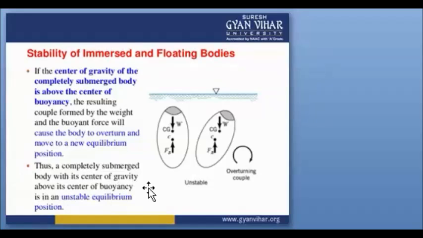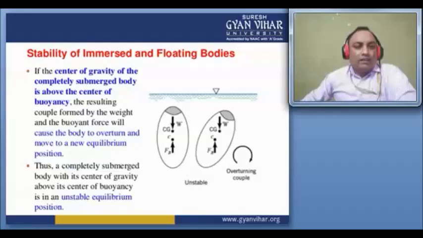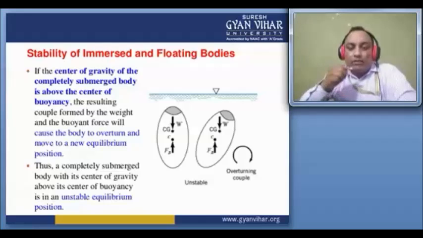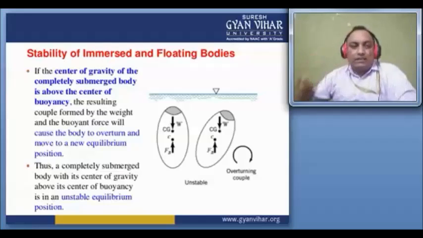Suppose this figure shows the unstable condition. This figure shows the unstable condition of the body. For the unstable condition, if the center of gravity of a completely submerged body is above the center of buoyancy, it creates an overturning couple. Then this type of body will always be unstable.